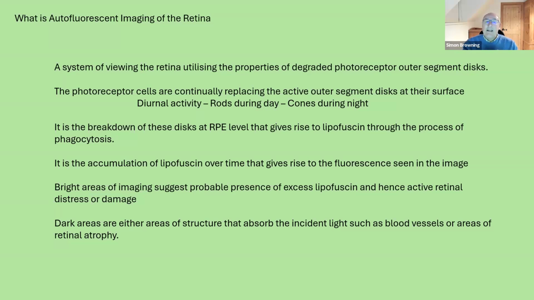And it's the breakdown of these waste discs at the retinal pigment epithelial level that gives rise to lipofuscin through phagocytosis. And we're going to go into that in a little bit more detail. And you build lipofuscin over time. And what we're looking at with an autofluorescent image is the fluorescence of the lipofuscin. And so when you're looking at bright areas on an autofluorescent image, you're looking at probable excess lipofuscin and hence active retinal distress or damage.